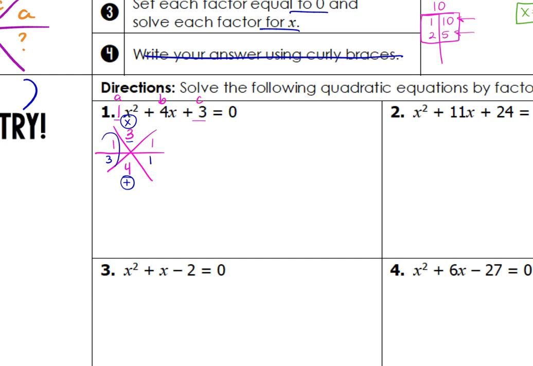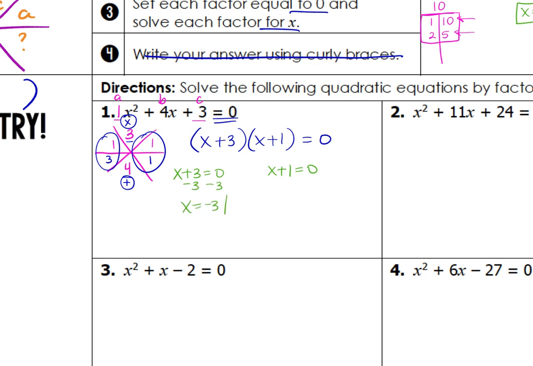So here are your factors. X plus 3, x plus 1. Okay, and that is equal to 0. So now your job is to figure out, well, what could x be for this to equal 0? Well, it either has to be that the x plus 3 is equal to 0, or the x plus 1 is equal to 0 for that to work. So we're just going to solve for x in both of those situations. So take away 3, x equals -3. Take away 1, x equals -1, and you're done.